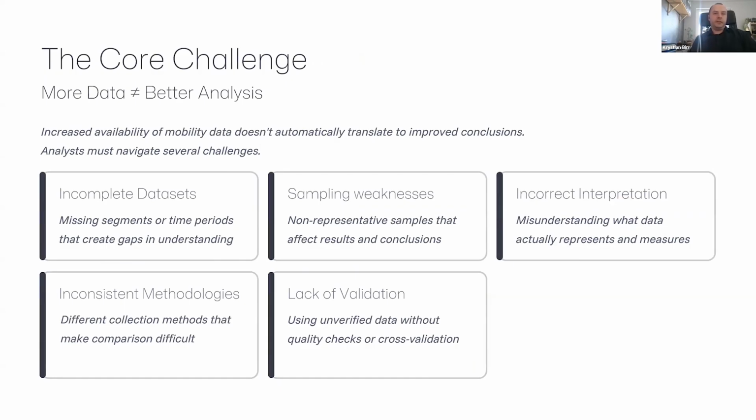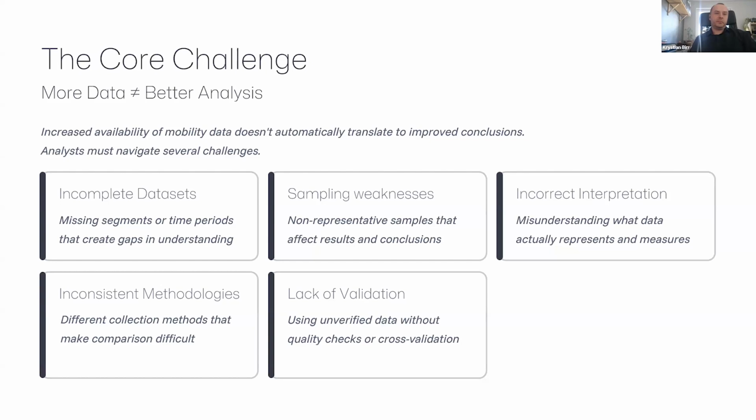There are several key challenges that analysts need to navigate. First, incomplete data sets. We often have missing segments of time periods, which create gaps in our understanding and can lead to an incomplete picture, especially when, for example, we collect the data in the spring, so we don't have information from the summer. The second, sampling weaknesses. If the data is not representative, it can distort results and lead to misleading conclusions.